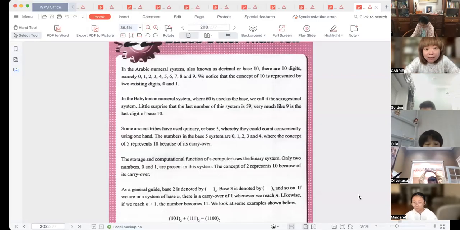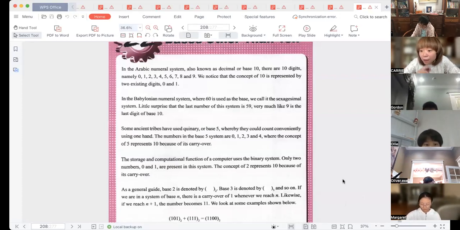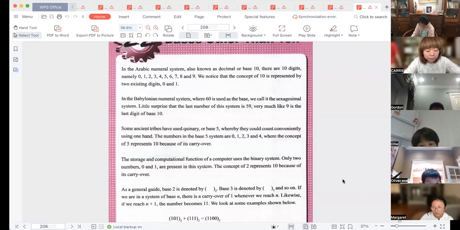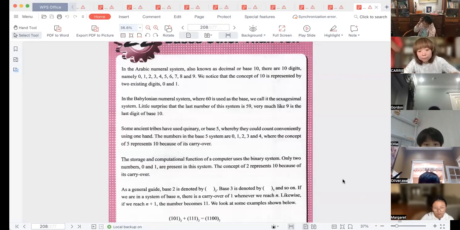Now I want somebody to help me read those because I'm tired. Oliver, can you read it for me? The Arabic numeral system, also known as decimal or base 10, has 10 digits, namely 0, 1, 2, 3, 4, 5, 6, 7, 8, and 9. You notice that the concept of 10 is represented by two existing digits, 0 and 1.